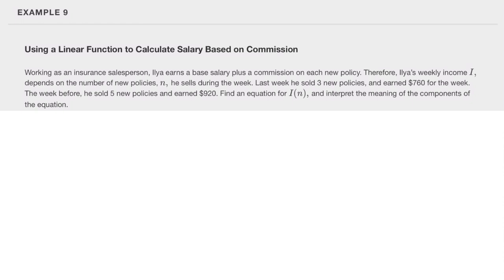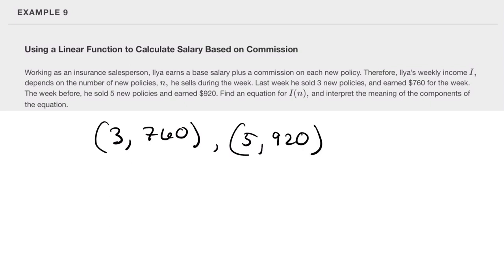His income based on the number of policies. So we're writing a function to describe his weekly income based on the policies sold. One week he did 3 policies and his income was $760 for the week. Another week, he sold 5 policies and he earned $920 for the week.